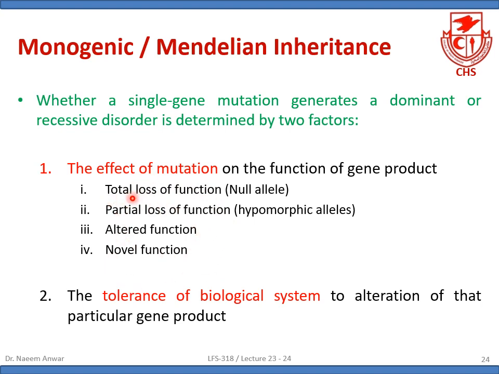malfunctions, which could be summarized as the total loss of function. If we have a null allele, then there is no allele, so there is no function. If we have a partial loss of function, that is the hypomorphic alleles. Hypo is low, and morphic, we said we have polymorphic, where we have multiple copies of that allele. Hypomorphic means we have fewer copies of that allele, so we will have less or partial loss of the function, altered function, or novel functions.